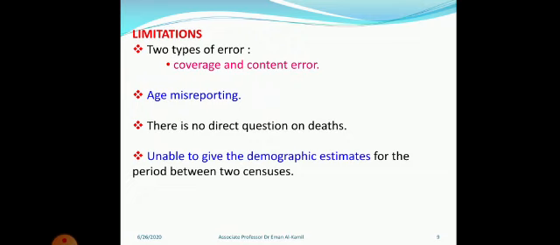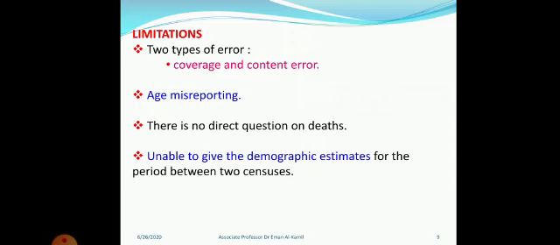Also, there is age misreporting. Some people don't know their exact age, so it gives incorrect information about age. Also, there are no direct questions on death. Sometimes it is difficult to ask people about death or the cause of death, or sometimes people don't know the cause of death of their relatives, especially those of low socioeconomic status or low education.